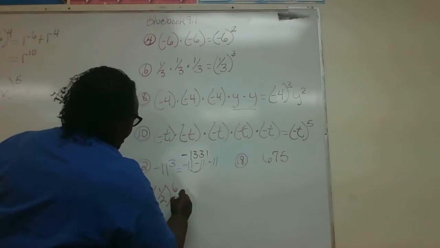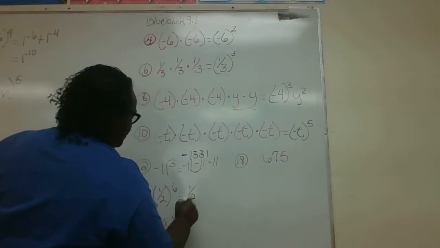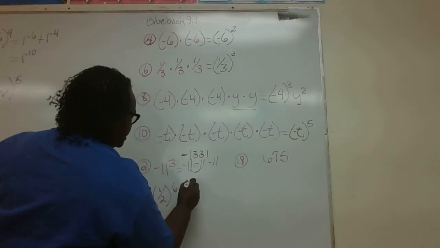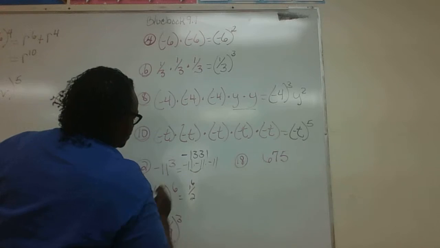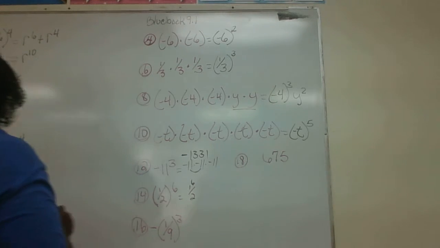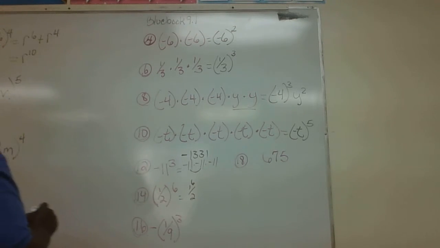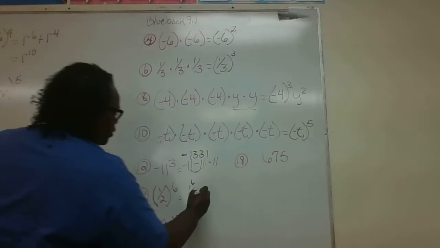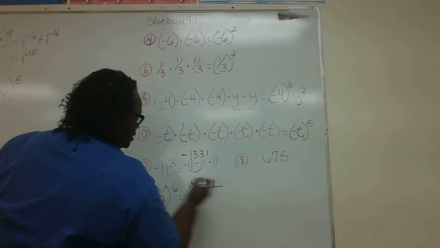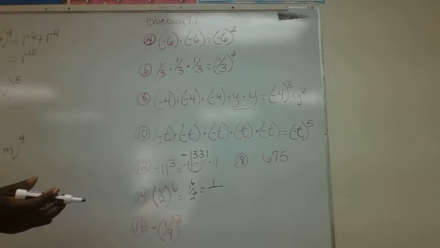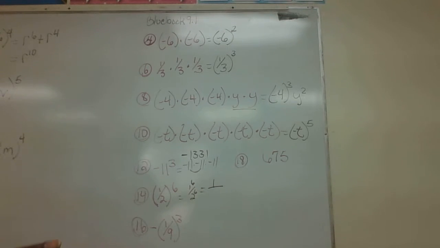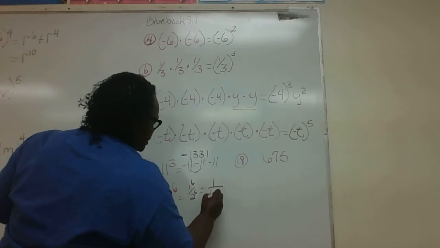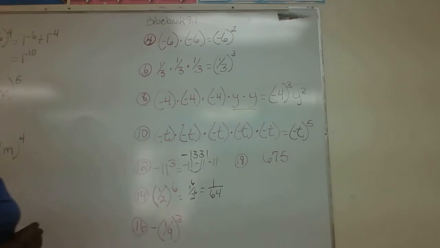Here we have -½ raised to the 6th power. So what ultimately happens is this 1 is raised to the 6th power, okay? And this 2 is raised to the 6th power. So therefore, the 1 is going to stay the same no matter what. 1 raised to the 6th power is going to be 1. But the 2 raised to the 6th power is going to be 64, okay?